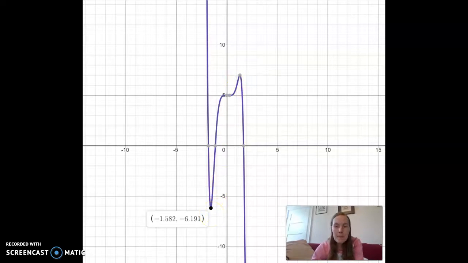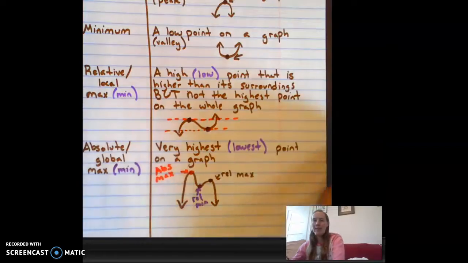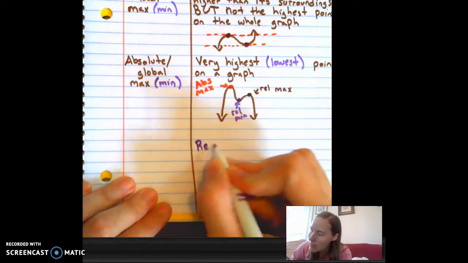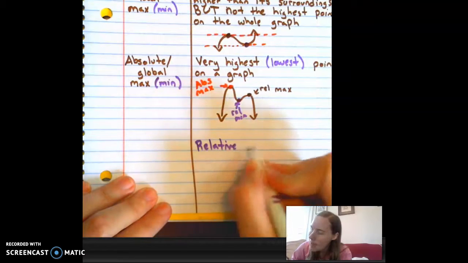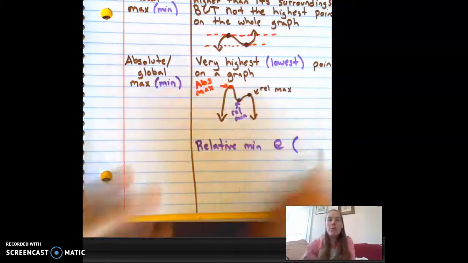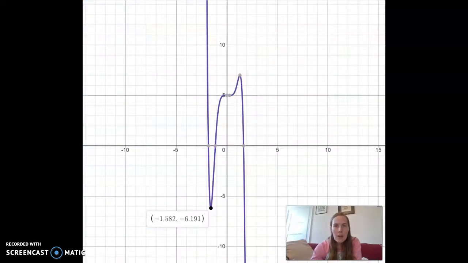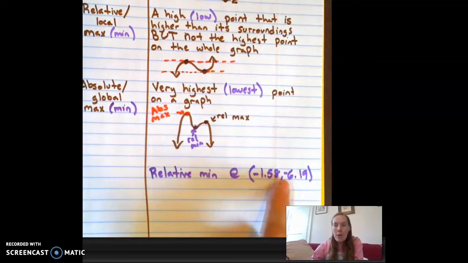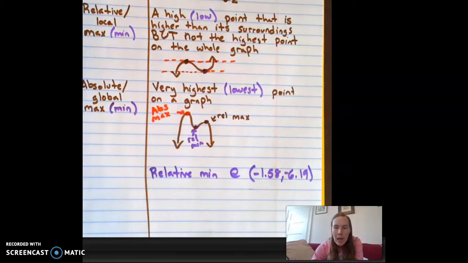It's a relative minimum. And how we would write it is we would write a relative min at, and then we would write the point. So if I go back, I would say a relative minimum at negative 1.58, comma, negative 6.19, and that would be a point. So you would write this as a point. The same with the other.